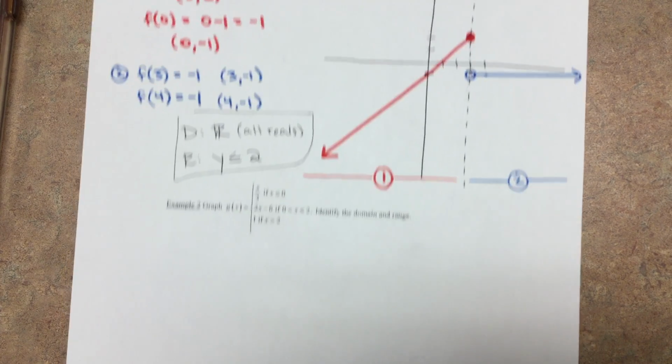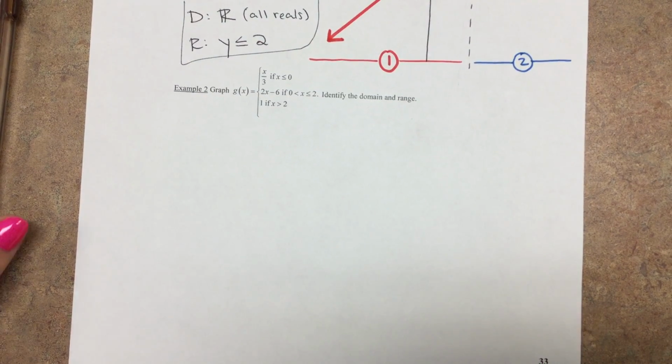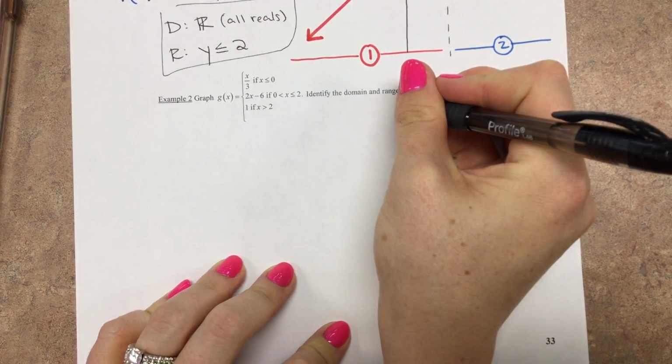All right, example 2. Let's set up the exact same thing. This time we have 3 pieces, so it's going to be just slightly more complicated. So set up your area over here.